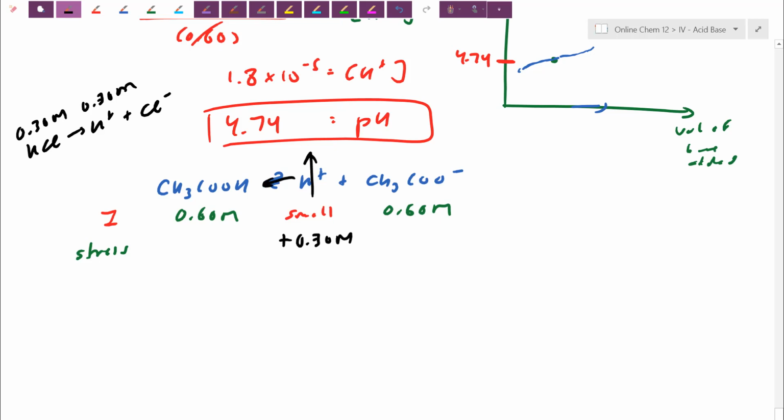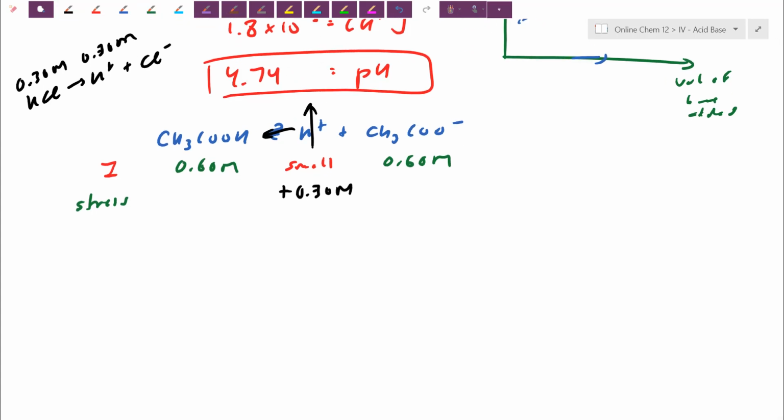I want to shift to the left. Good thing I have enough of it. What I want to do is get rid of this 0.30. So by shifting to the left, the acetate recombines some of the H plus. I know Le Chatelier here isn't perfect. It can't completely get rid of it, but let's just assume it's perfect. That's actually going to be the change line.